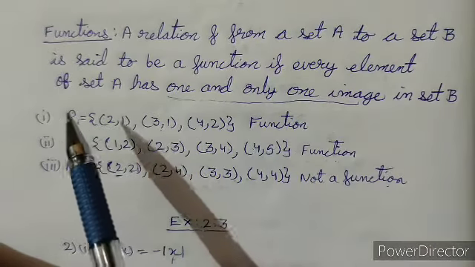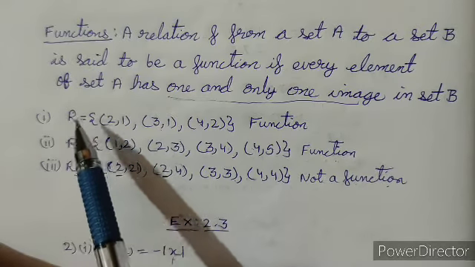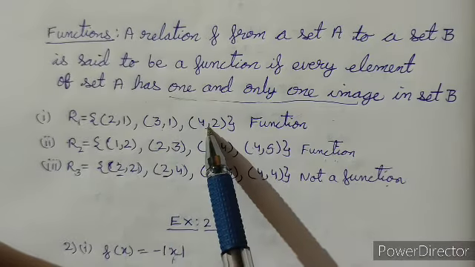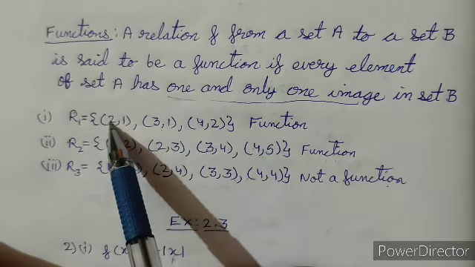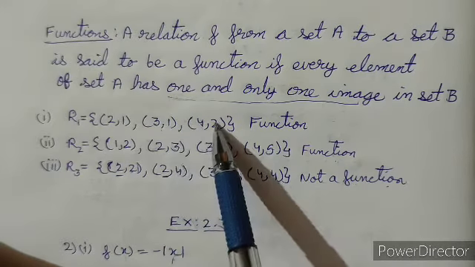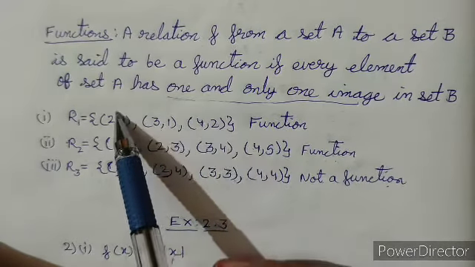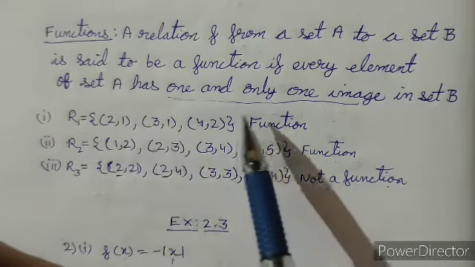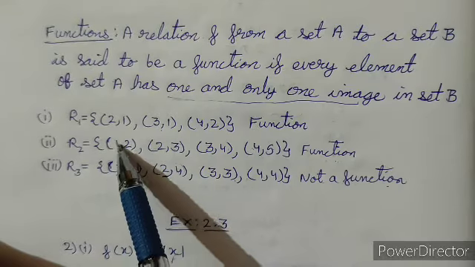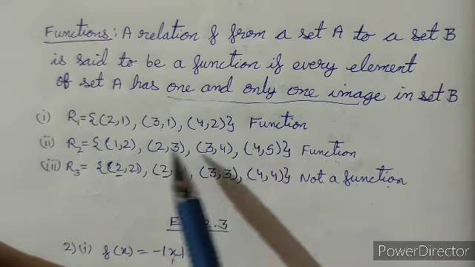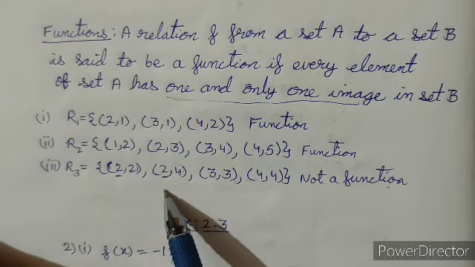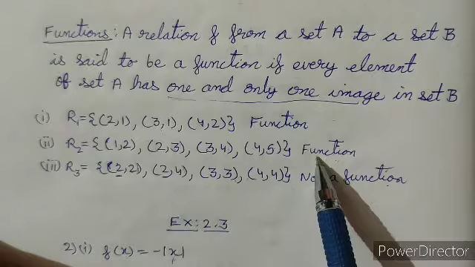Now here I have taken some examples. In the first one, relation R1 is (2, 1), (3, 1) and (4, 2). If you see here, every element of the domain, that is 2, 3 and 4, has a unique image. No element of the domain has more than one image. So it is a function. In relation R2 also, 1, 2, 3 and 4 have a unique image, that is 2, 3, 4 and 5 respectively. So it is a function.